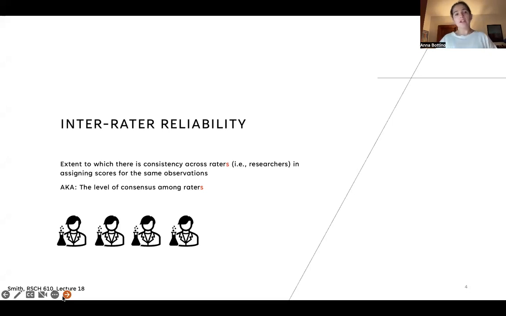Inter-rater reliability is defined as the extent to which there is consistency across raters or researchers in assigning scores for the same observations. You could also refer to this as the level of consensus amongst raters or researchers.